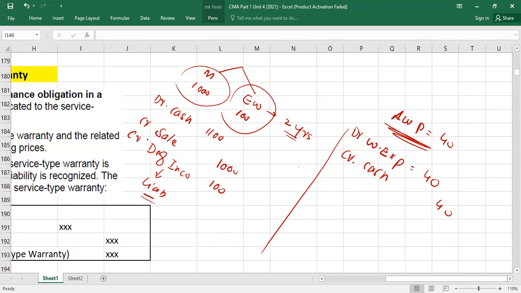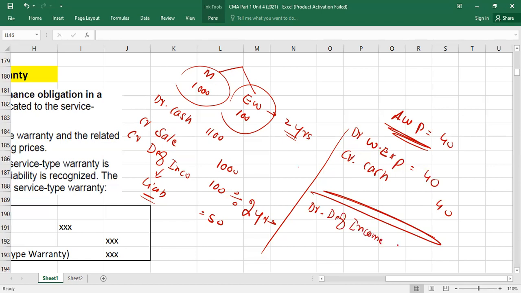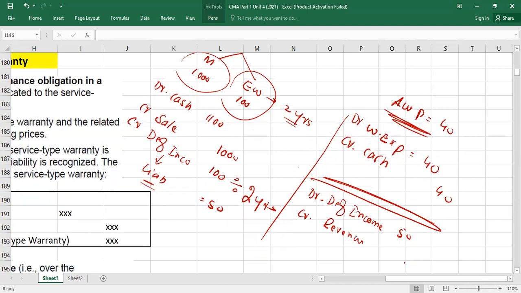Now what else do you have to do? This deferred income should be taken to revenue, but over 2 years. So simply I will divide this amount by how many years? 2 years. We are following the straight line method to book the revenue. So the yearly amount will be how much? $50. What second entry will I pass? I will debit the deferred income by $50, and we will credit what? The revenue, but revenue from warranty, $50. These are the year one entries.